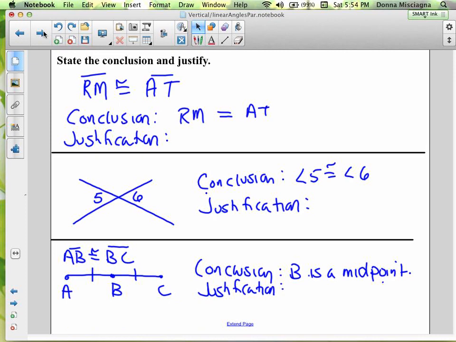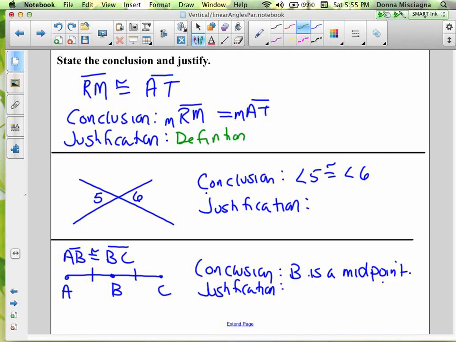With a few more. All right, so we're going to state the conclusion and justify. And actually, I have the conclusion up here. We're going to put the justification. So segment RM is congruent to segment AT. Conclusion, the measure of segment RM equals the measure of segment AT. Well, how can we justify that? Which of our properties could we use? Think in your head before I write it down. It is the definition of congruence. All right, we just went from congruent to equals. That's the definition of congruent.